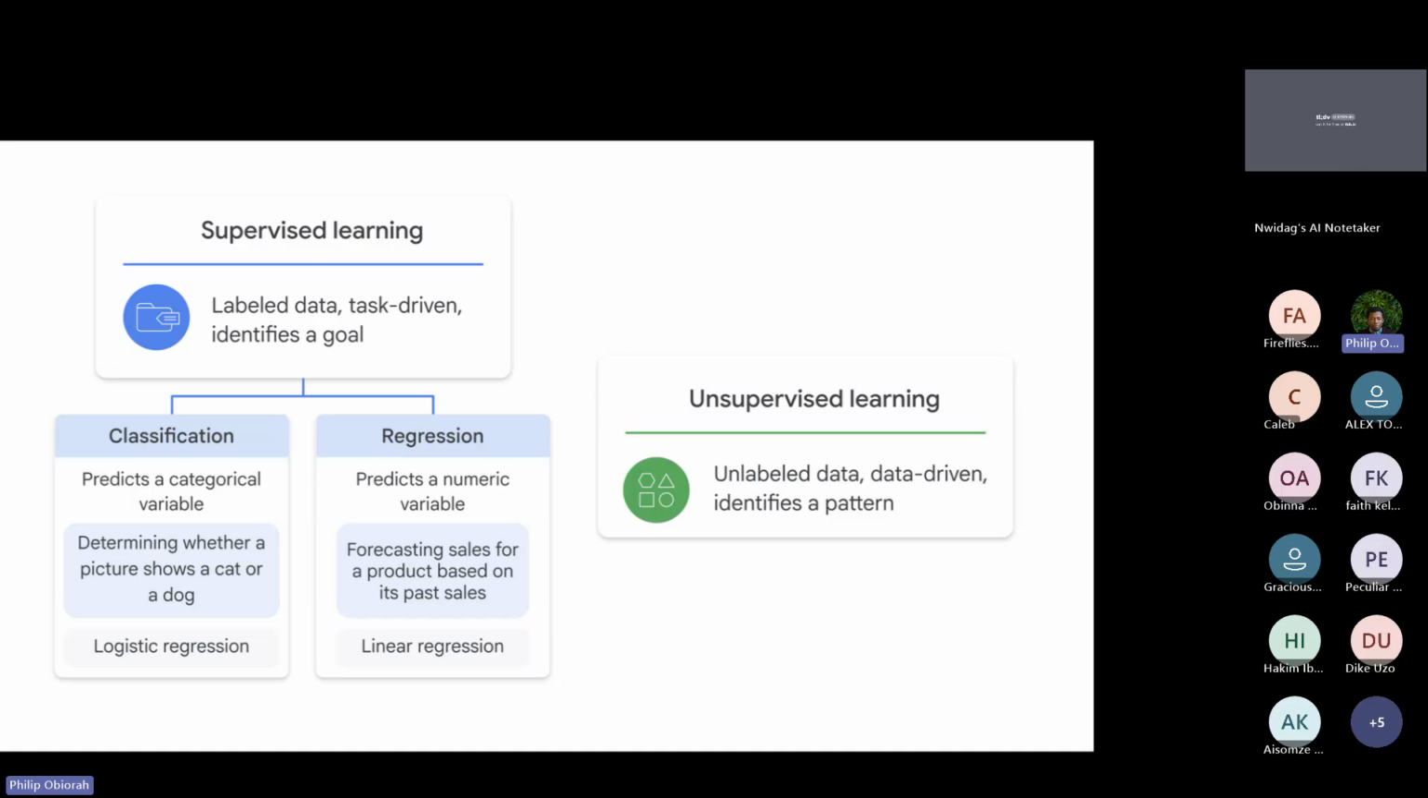We'll be predicting a numeric variable, like forecasting sales of a product based on its past sales. And then a good example will be what? Linear regression. Yeah. Linear regression will be used to do the regression problem.